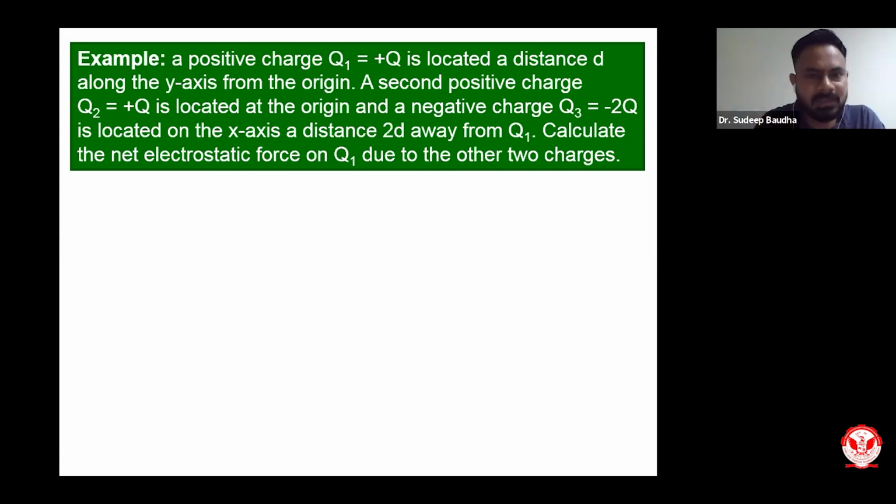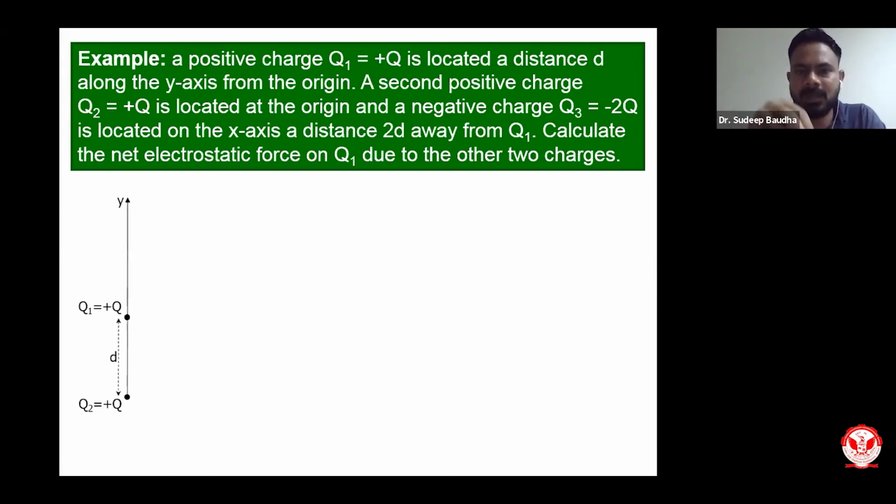So what the question says is, I have a charge Q1 that is plus Q, and it is at a distance d from the origin, and the second positive charge Q2, plus Q, is located at the origin. As you can see, I have a charge plus Q that is towards this direction, and another charge Q2, which is again plus Q, located at the origin. This is the y-axis, as already given in the question. So this is the first part of the question.